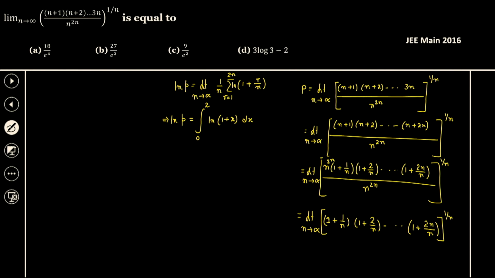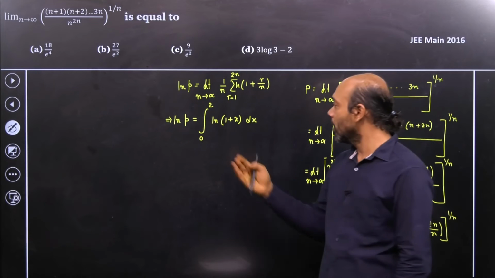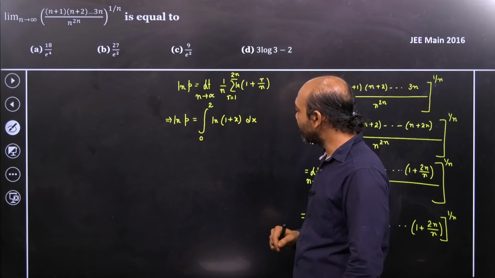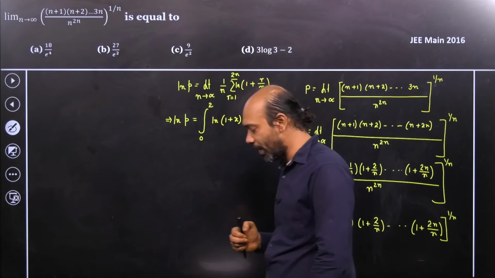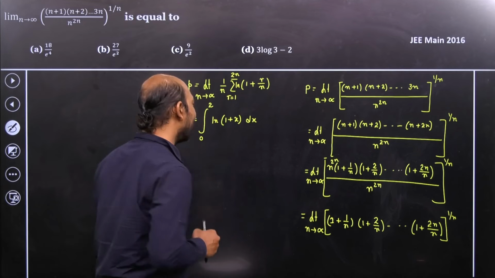If it is 3n, we'll write 0 to 3. If it is 5n, 0 to 5. So that's it, okay? Now we are going to find out this limit. See that this integration needs to be performed using integration by parts. So let's go ahead and find this integration using integration by parts.